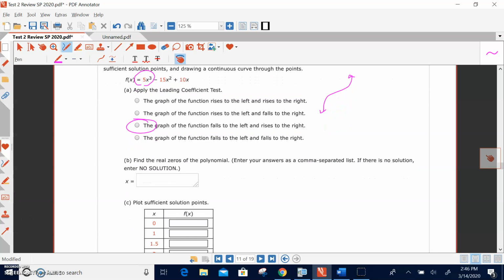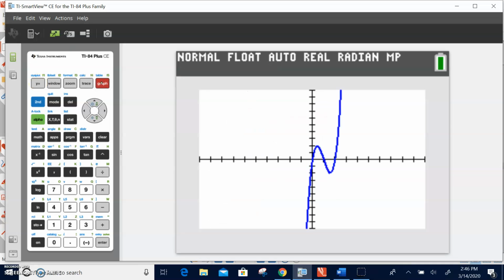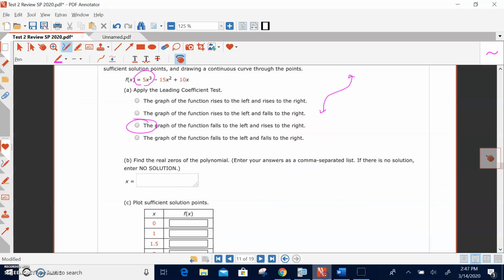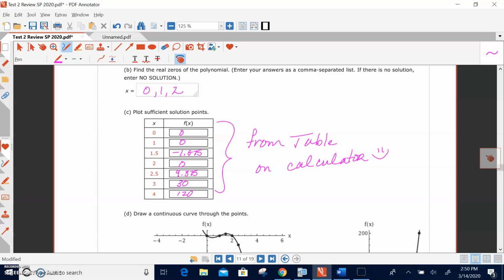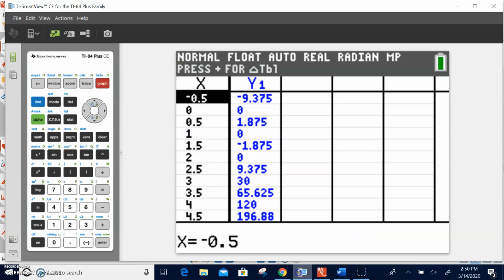Okay, so now I would go to my calculator, type it in, graph it, and also go to the table to get the values it's asking for. Notice from the table we get the 3 zeros, one at 0, one at 1, one at 2. So 0, 1, and 2 are my zeros. Now, let's fill in those values. So from the table, I filled in the values for 0, 1, 1.5, and so on. Got those straight from the table on my calculator.